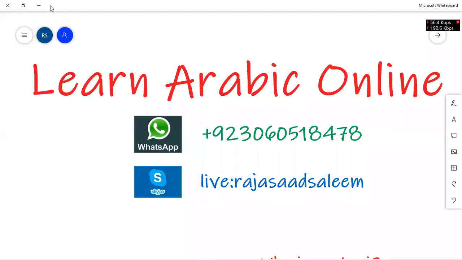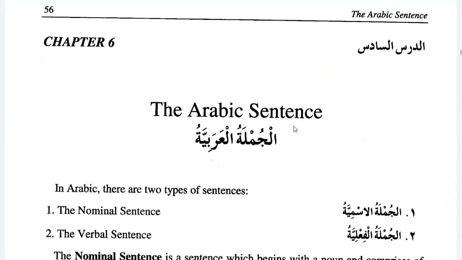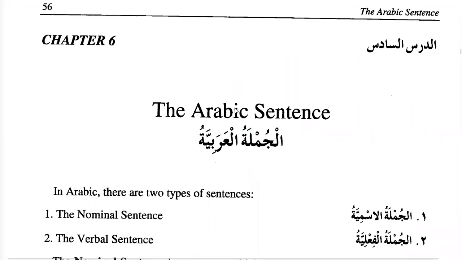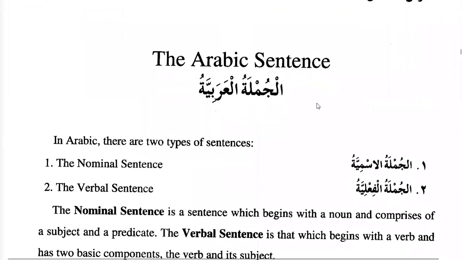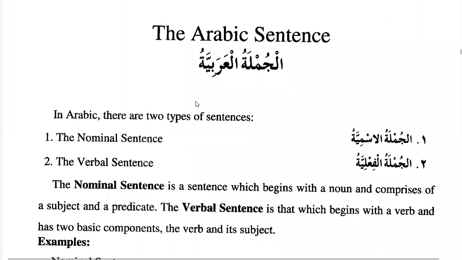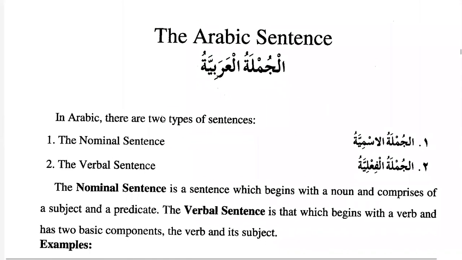Bismillah ar-Rahman ar-Rahim. Today we'll start chapter number 6, Arabic sentences. In English we have only one type of sentence, but in Arabic we have two types of sentences. The first one is called Jumlatul Ismiya and the second one is called Jumlatul Failiya.